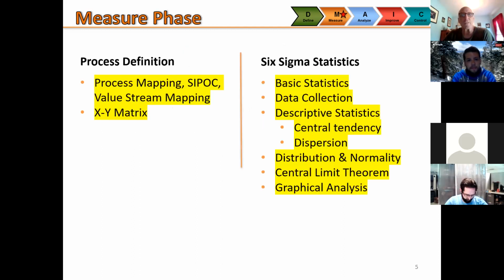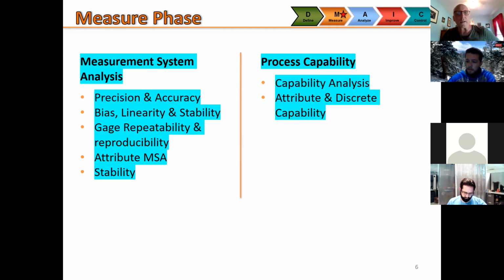So here's the measure phase. Today we're going to cover process mapping, SIPOC, and you'll have some homework on SIPOC. Value stream mapping. We're going to get into what an XY matrix is. And then I think we're going to get through the Six Sigma statistics, just basically what they are, the difference between descriptive statistics, and get into some central limit theorem, just really basic stuff, which is not too complicated. And then I think next week we're going to get into measurement system analysis and process capability. So here we go.